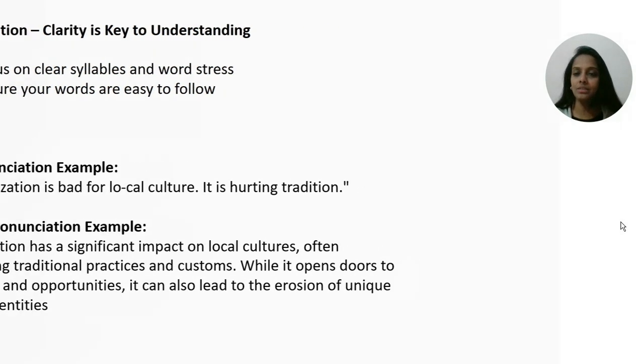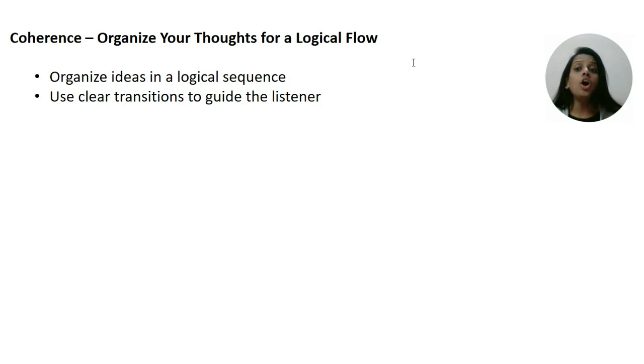The fourth one is about coherence, organizing your thoughts for a logical flow. Coherence is about making sure your ideas are organized logically, that your speech flows well. So, if you just throw random ideas out, your listener won't know where you are going, right? So, think of it like telling a story. You need to start from the beginning, develop the middle, and have a clear ending.